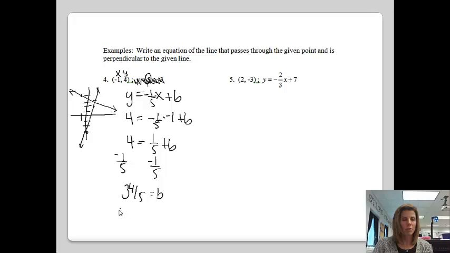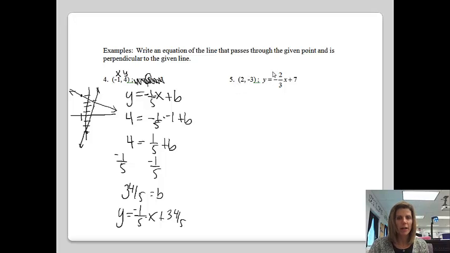Okay, so the equation of my line will be y equals -1/5 x plus 3 4/5. And if you look at that, you would notice that it is crossing a little bit after the 3, that's where the 3 4/5 would go. All right, this next one we won't graph unless you'd like to.